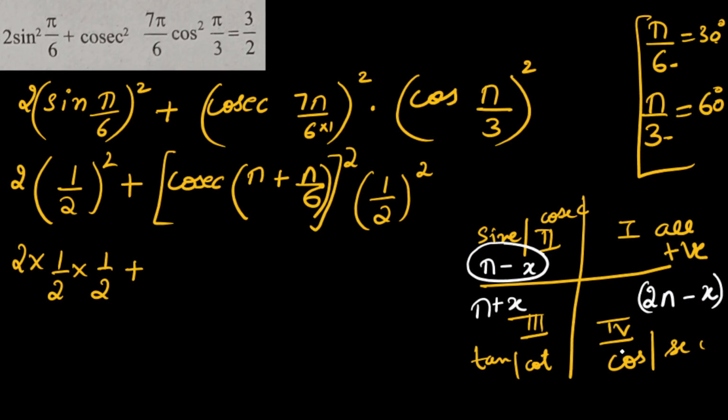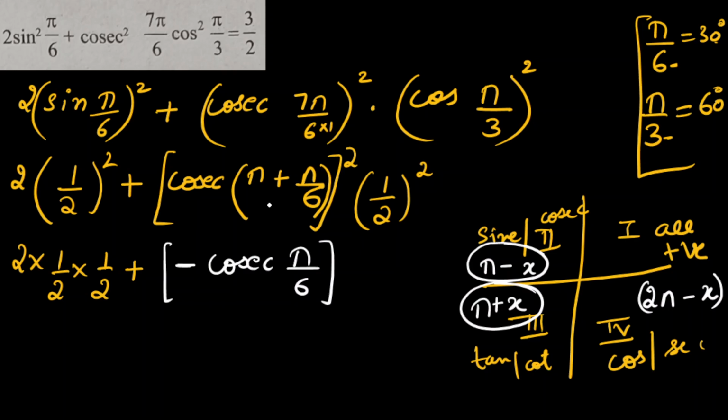We have just done a recap here. Now which form am I getting here? I am getting the pi plus x form, where x is pi by 6. That means this is the third quadrant, and in the third quadrant cosecant is negative. So a minus sign will come here: minus cosecant pi by 6. Cosecant of pi plus x is minus cosecant x. So that's what I have written.